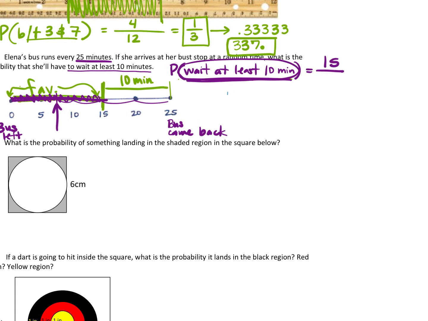Total possible. How many total minutes? 25. So if it's 15 to 25, again, you always want to reduce it. Those are both divisible by 5, right?